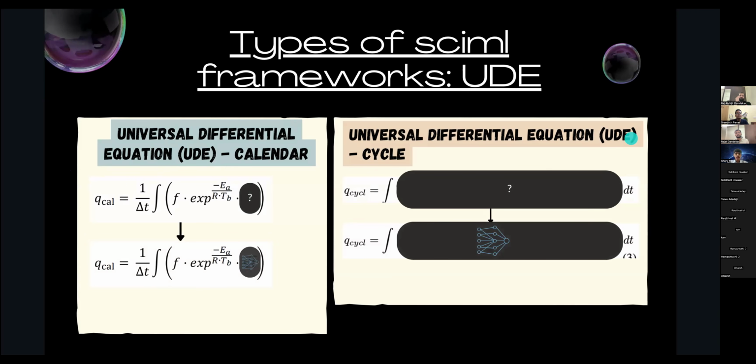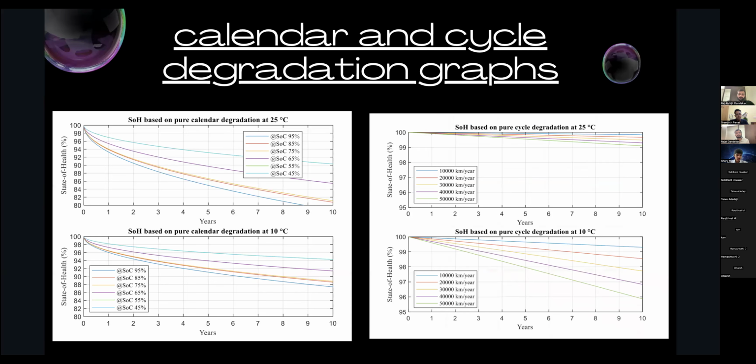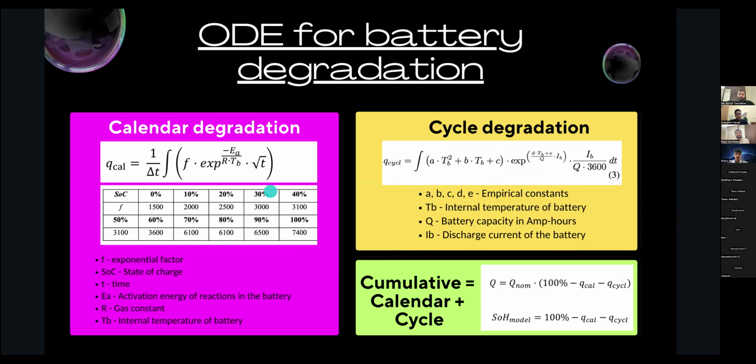So now let's talk about UDEs. UDEs are a type of equation used to model complex systems by combining traditional science with machine learning, as was discussed by Dr. Raj and Rajat before. A regular differential equation uses known scientific rules to predict how things change over time, like how a battery degrades. Like when we see this, it is based on chemical laws.